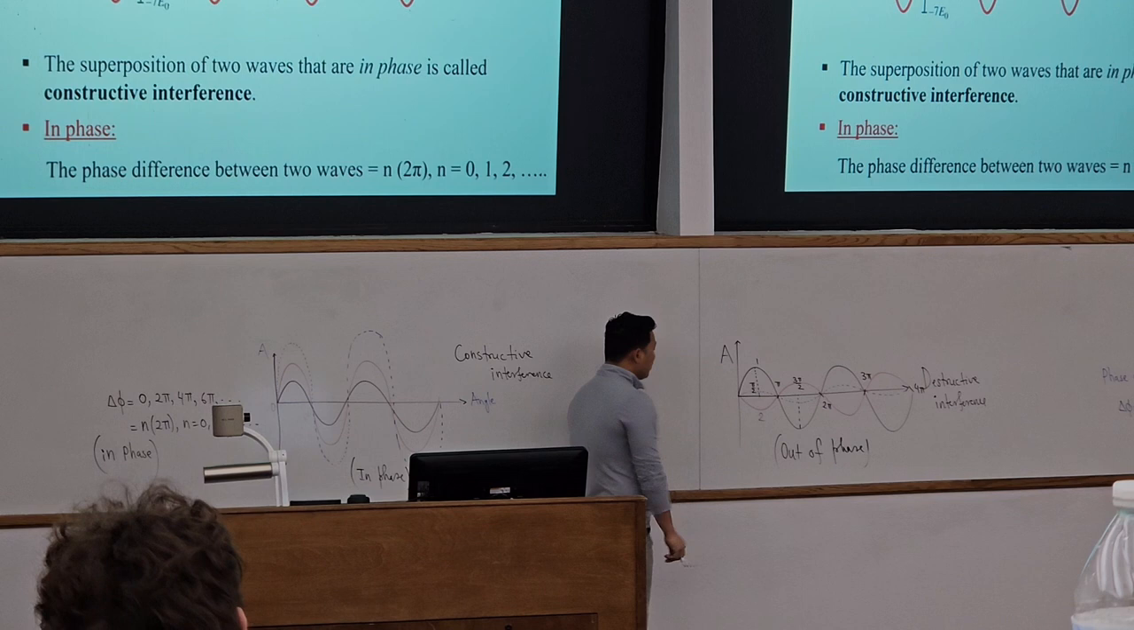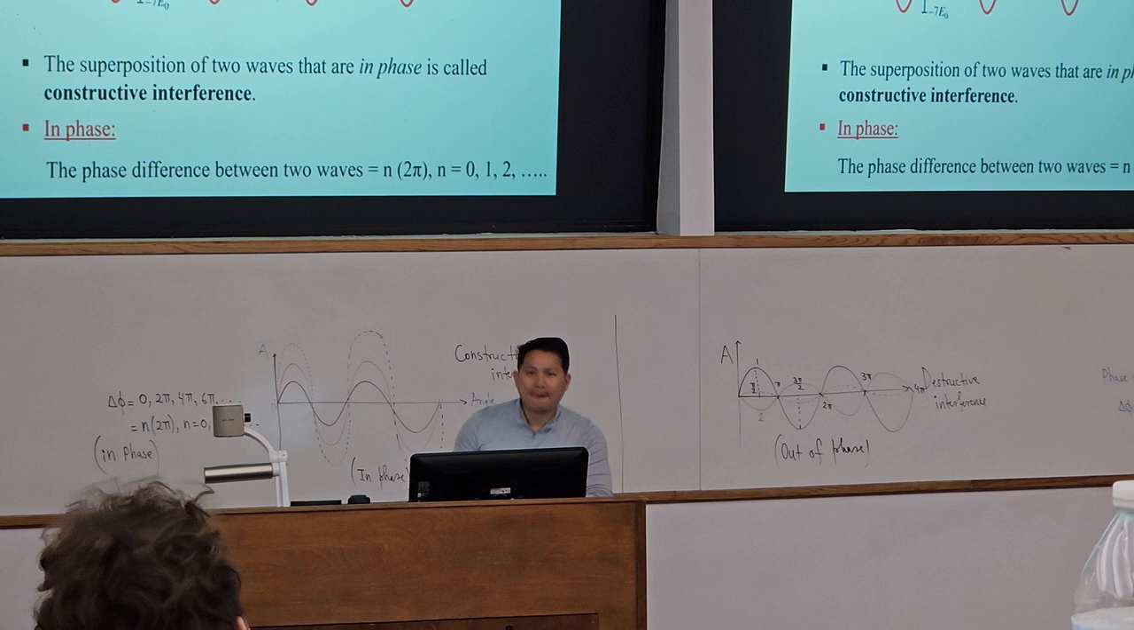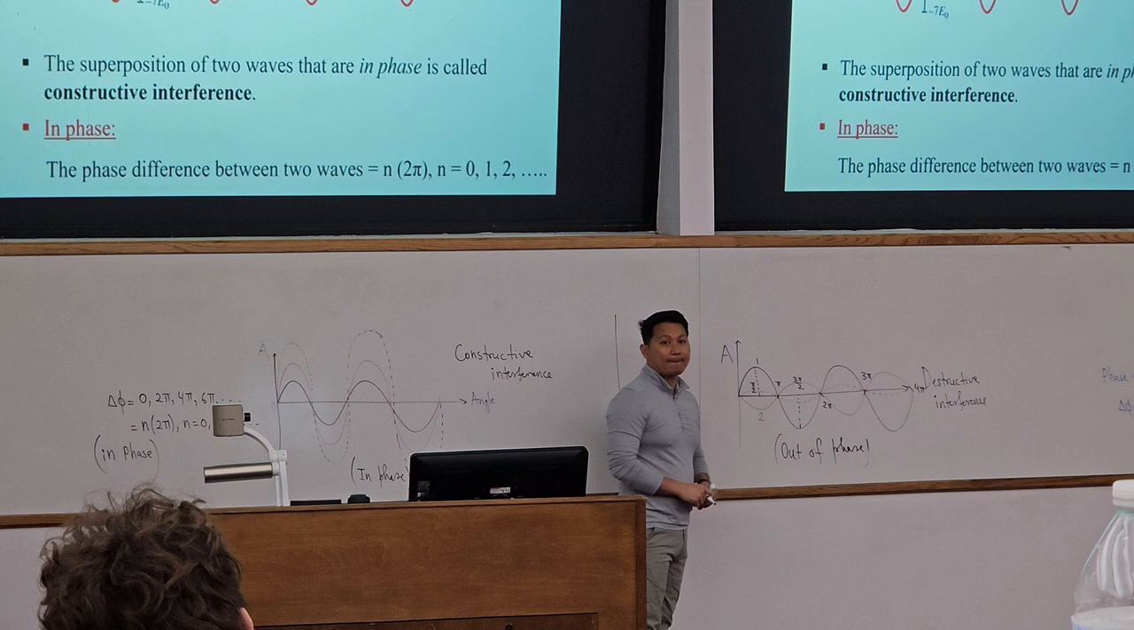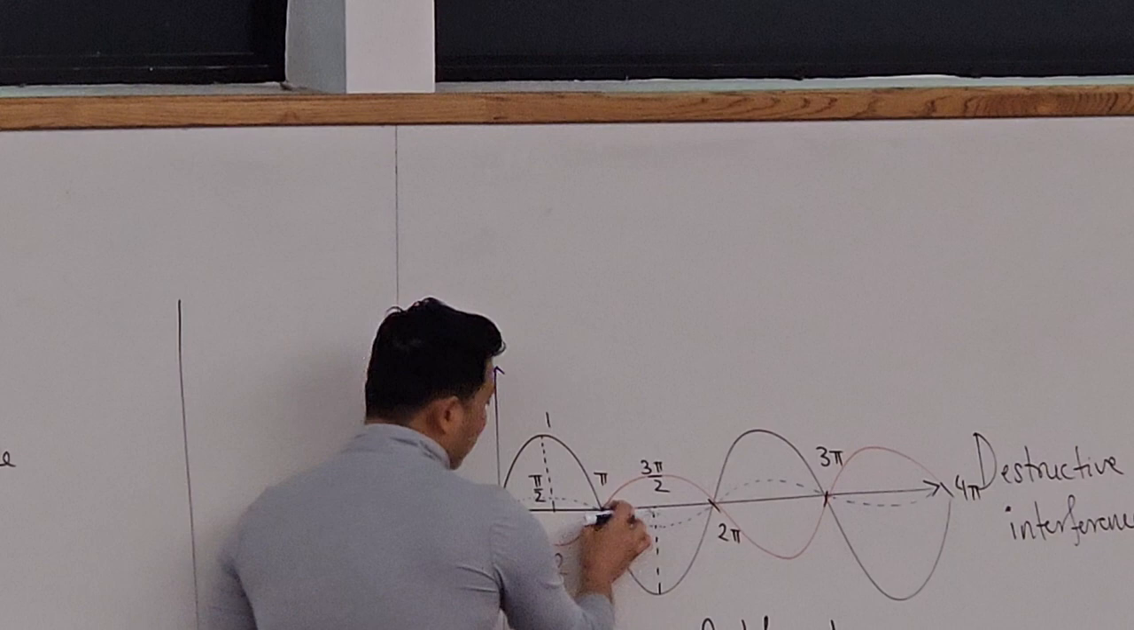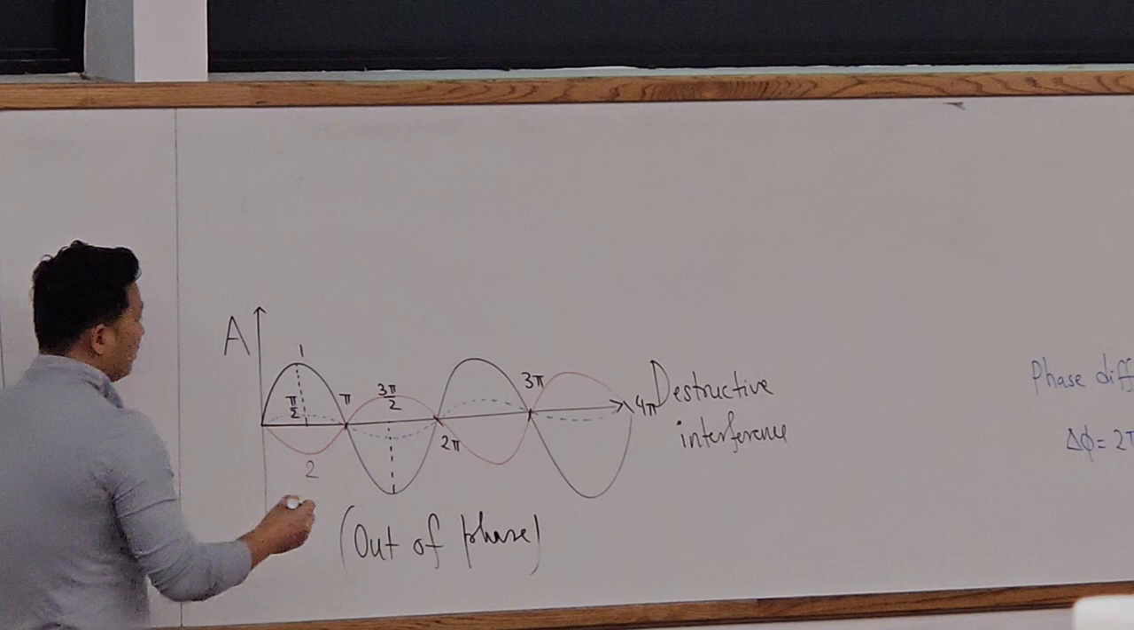Can any one of you tell me what is the phase difference between wave number 1 and wave number 2 over here? It's pi. How do you know? If you move this point over here by pi, they're going to have the same variation. So if I move this one over here, this is going to have a minimum, this is going to have a maximum, this is going to have a minimum like that. The phase difference, delta phi, is going to be pi.